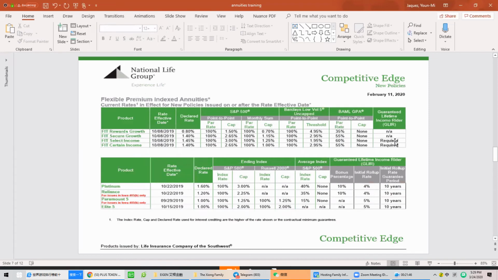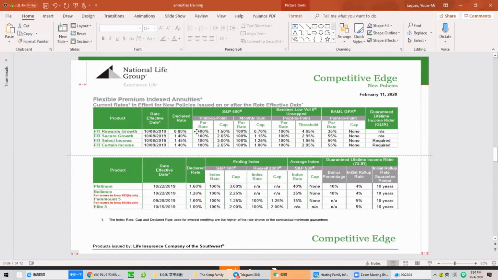And if you look at this rate sheet, and I'm going to show you where to find this, because right now, this is the most recent rate sheet we have for annuities, but this can change at any point. So I want to show you exactly where to go online to look this up. I said Fit Rewards Growth and Fit Secure Growth are both growth products, but the biggest difference is Rewards Growth has a 5% bonus guaranteed, but it has a lower cap. Fit Secure Growth has no bonuses, but has a higher cap.